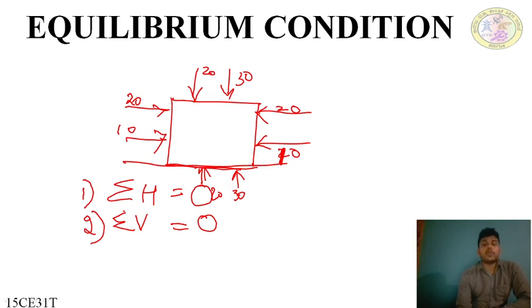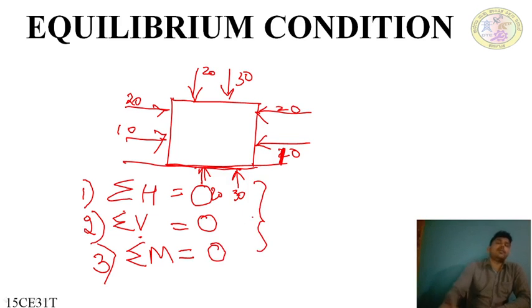Suppose there is only a 30 kilonewton load, and we are trying to lift with it. If there is no counter force, the body will be in motion, and it is not said to be an equilibrium condition. And last, the third condition, the moment: at any point of the body, the sum of all moments should be equal to zero. If it satisfies these three conditions, then only is it said to be in equilibrium condition.